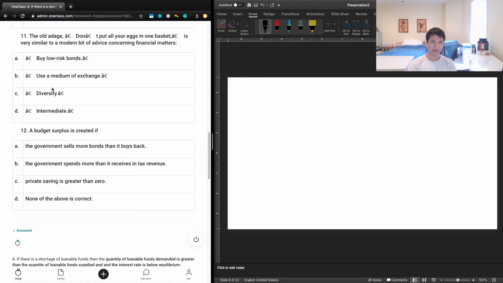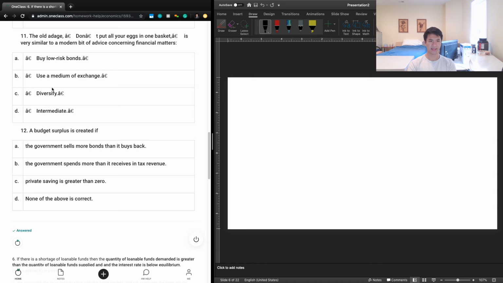C says diversify, and this is going to be the key modern bit of advice that is similar to don't put all your eggs in one basket. And again, the idea is don't invest all your money into a single type of investment. Don't put all your money into the stock for one company. If you're going to buy stocks, buy a variety of stocks in a variety of different companies, and don't just buy stocks. Invest in bonds. Invest in maybe real estate.